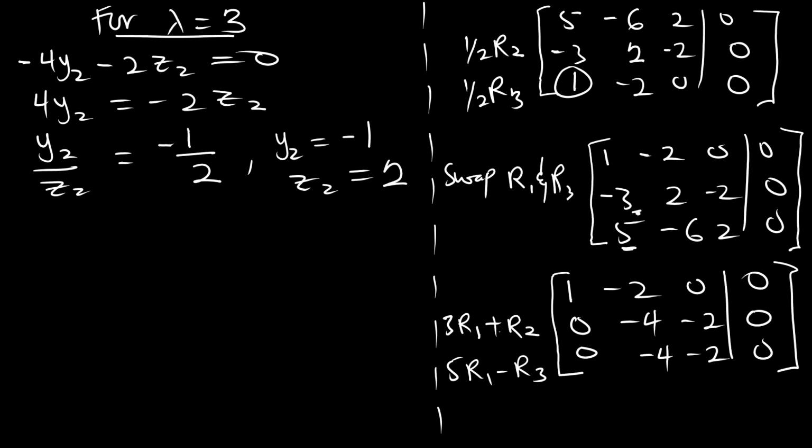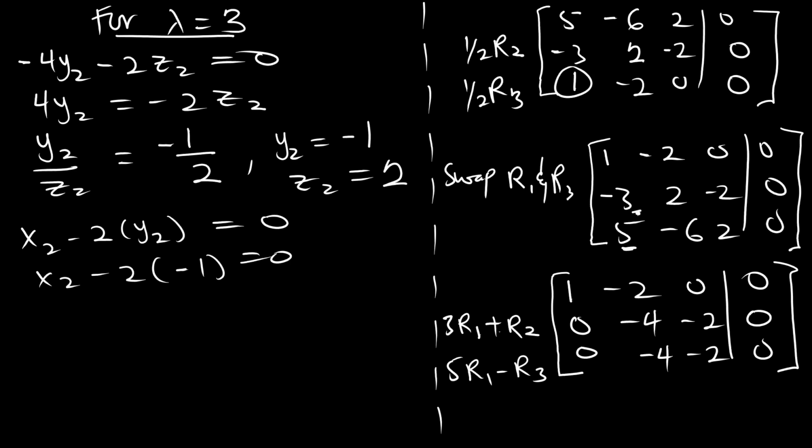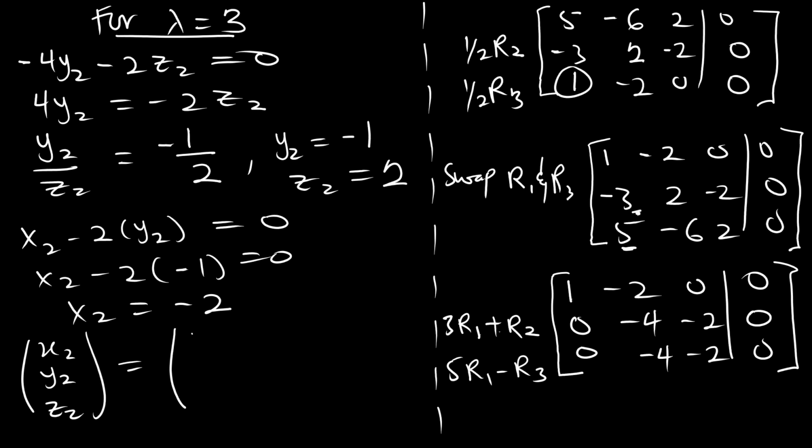This implies that my y2 is negative 1 and my z2 is positive 2. From rule 1, I can write an equation as x2 minus 2y2 equal to 0, because the z part is 0 already. So I can put in the value of y2, that is x2 minus 2 times negative 1 equal to 0, and x2 is going to give me negative 2. Therefore, the corresponding eigenvector when lambda is equal to 3, that is going to give me negative 2 for the x, the y is negative 1, and the z is positive 2.